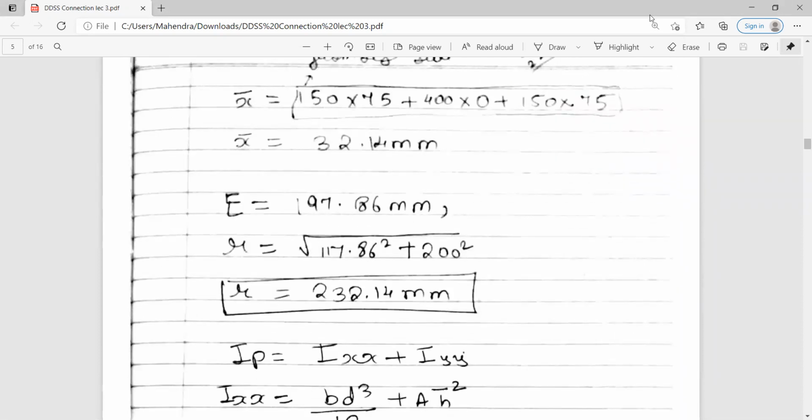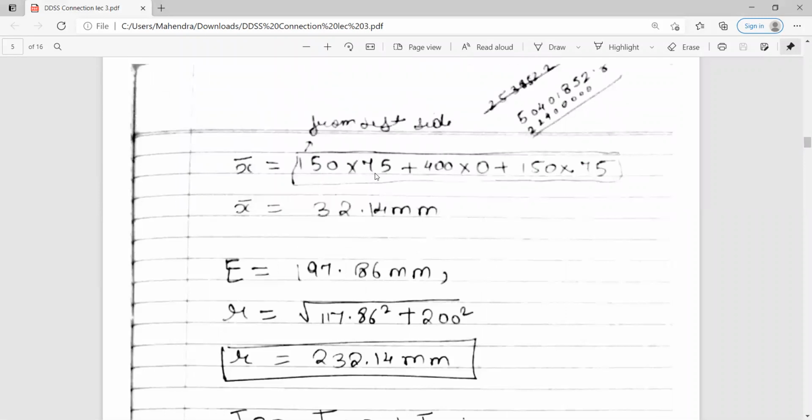Now again go to the diagram. See your diagram. On the diagram, first of all we will consider the upper side. So L1 into X1, where L1 is 150 and X1, as we are considering from the left hand side, will be 75. Again your second side is 400. Just see the diagram that you have drawn of the bracket connection. Then the same 400 into, again we are going to see from the left hand side, so X will be 0 as it is vertical. Then again 150 into 75, same value.